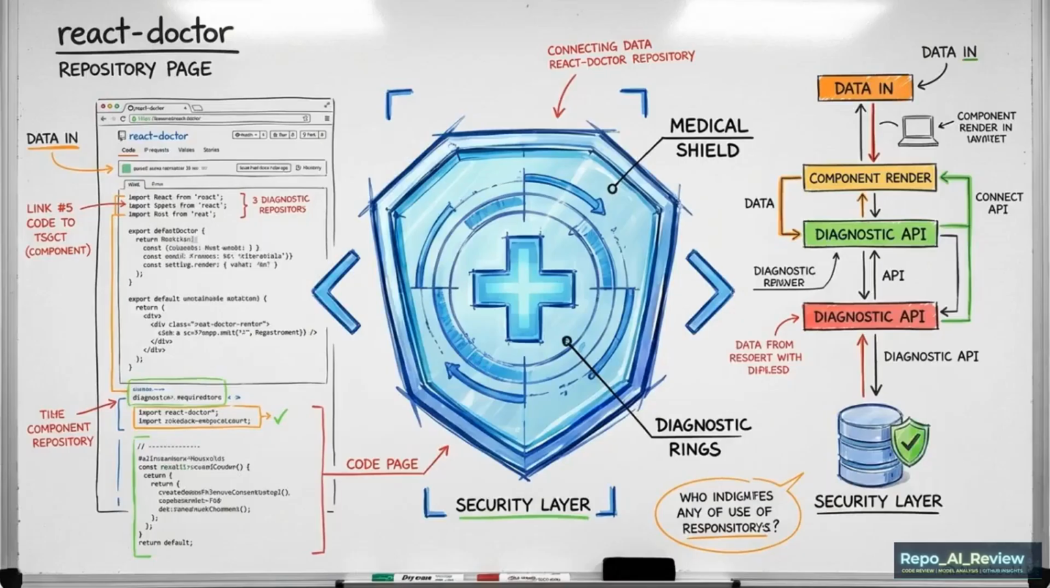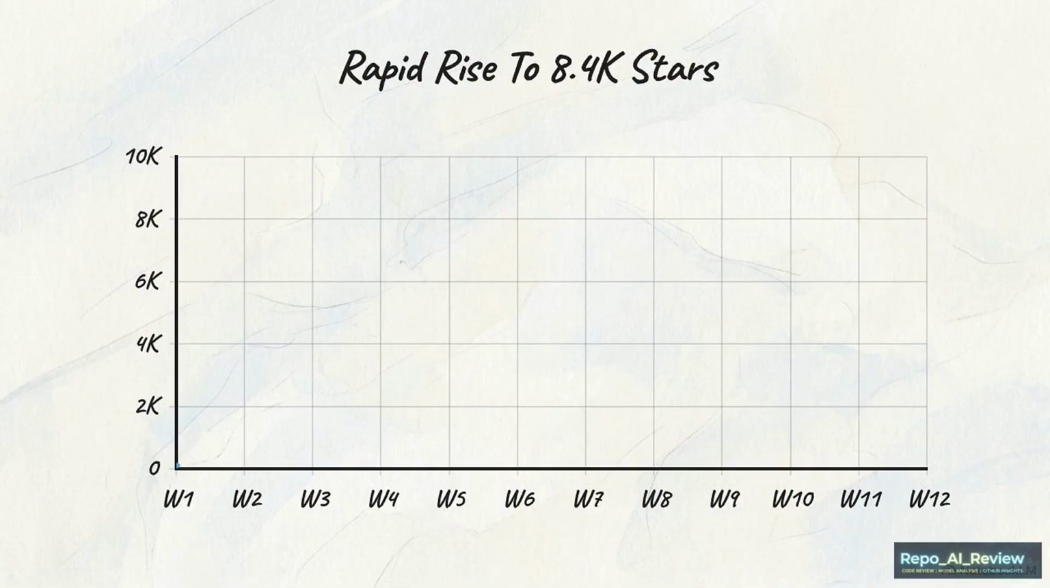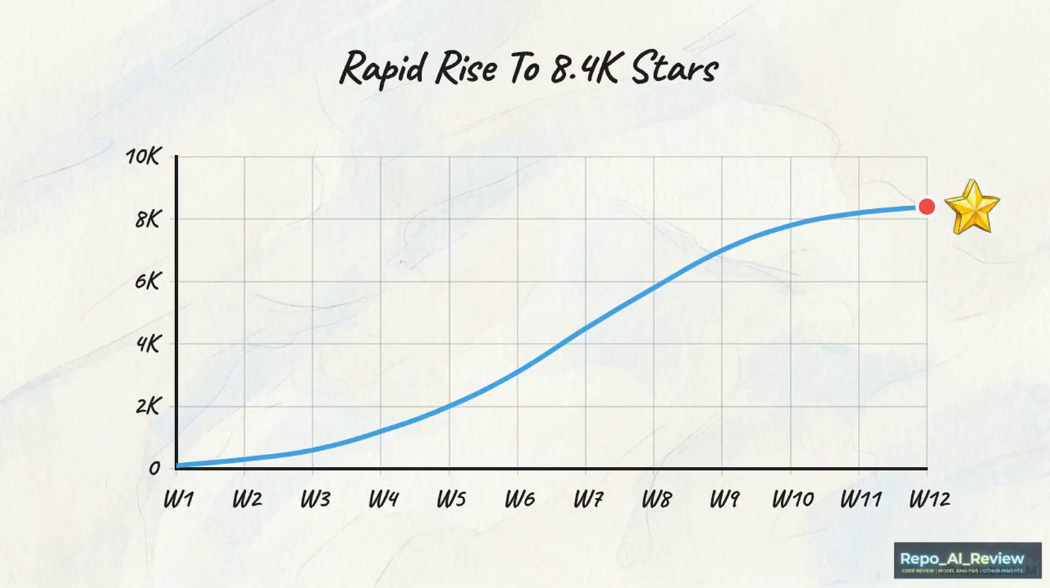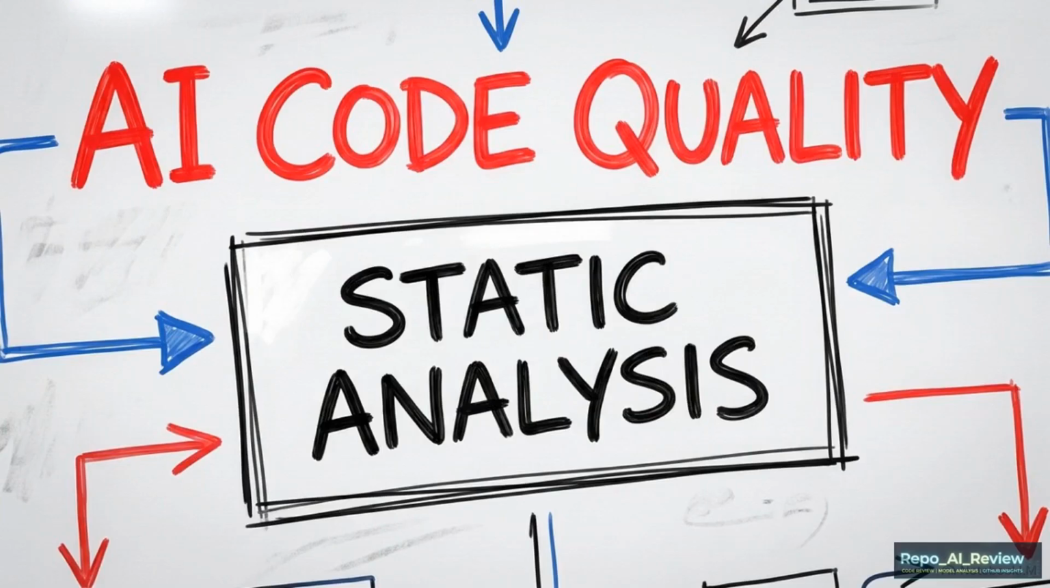That brings us to React Doctor, an open-source repository by Million designed to act as an immune system against these specific AI-generated flaws. It has seen a rapid rise to 8.4K stars on GitHub as teams look for ways to audit machine-generated code at scale. The project's premise is stated in its slogan: "Your agent writes bad React, this catches it."